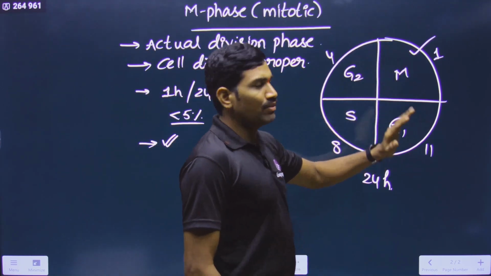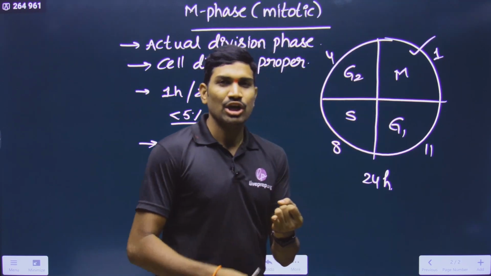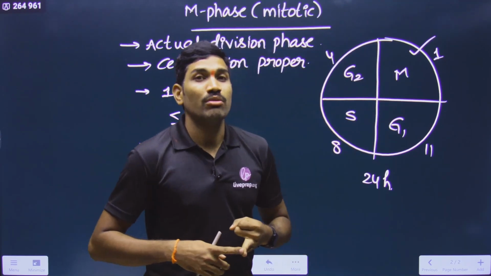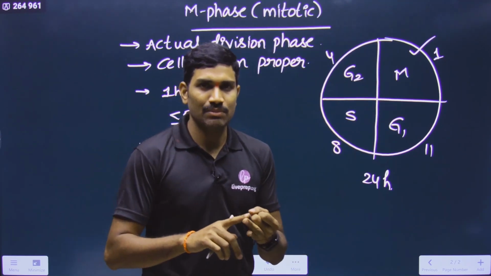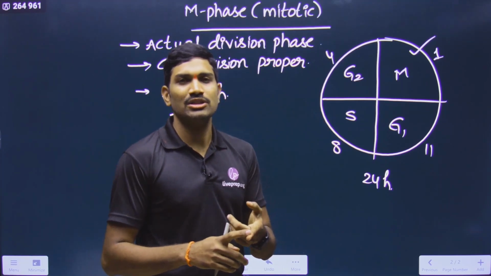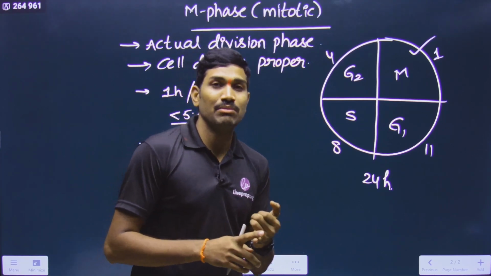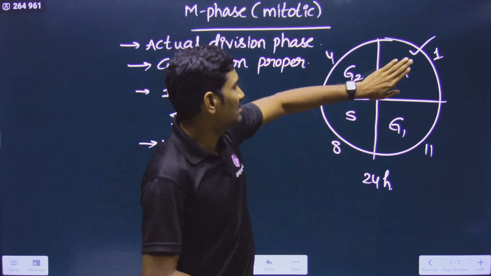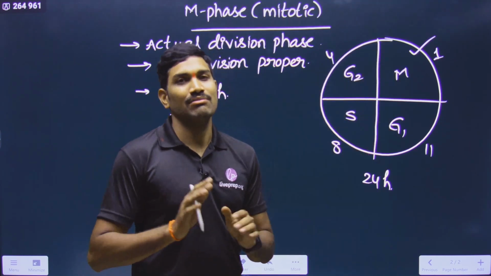Before the start of the M phase, what is present? The nuclear membrane is present. Chromatin, meaning thread-like structures, is present. And the endoplasmic reticulum is present. The Golgi complex is present. The nucleolus is present. The nuclear membrane is present. These are all present before the start of the M phase.